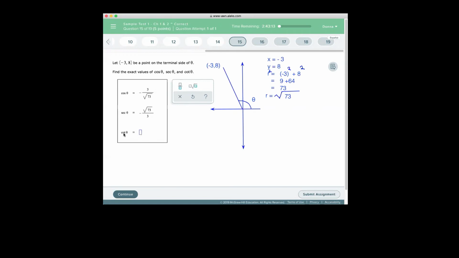We know that cotangent theta is the reciprocal of tan. I memorized that tan is y over x, so it'll be 8 divided by -3. So I know the cotangent is going to be the flip of that. Rather than having 8 over -3, I'm going to have -3 over 8.